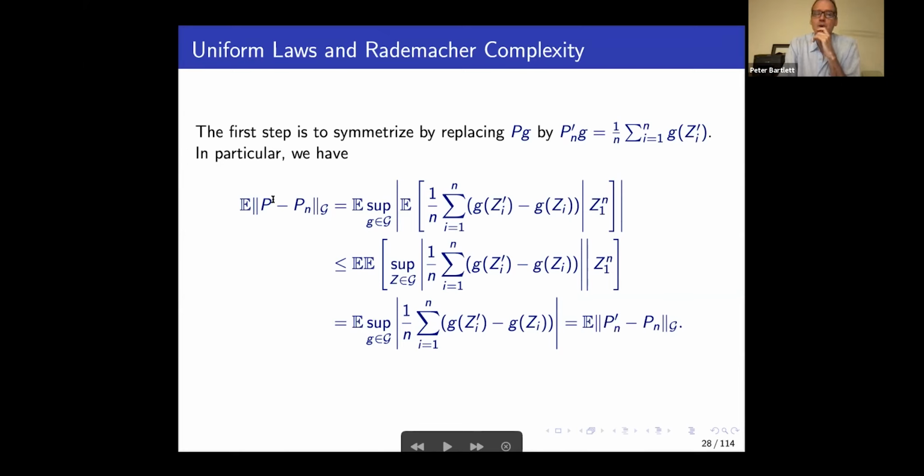All I've done is replaced the P, that true distribution, by another sample average, Pn prime. So this quantity is the expectation of the max over our class of the absolute difference between an average on this ghost sample, Z1 prime through Zn prime, versus an average on the original sample, Z1 through Zn.